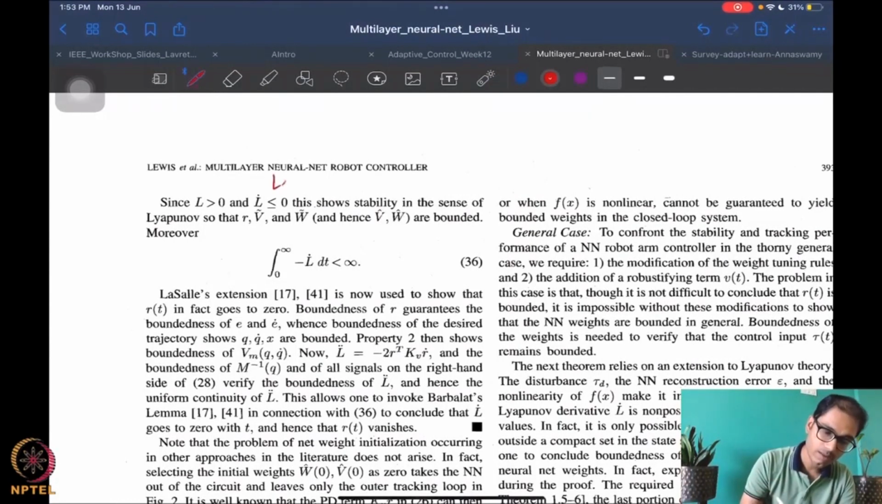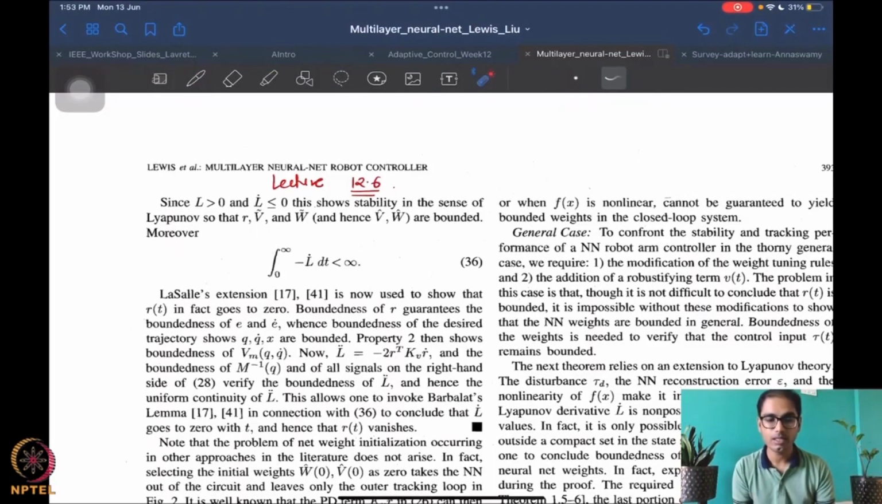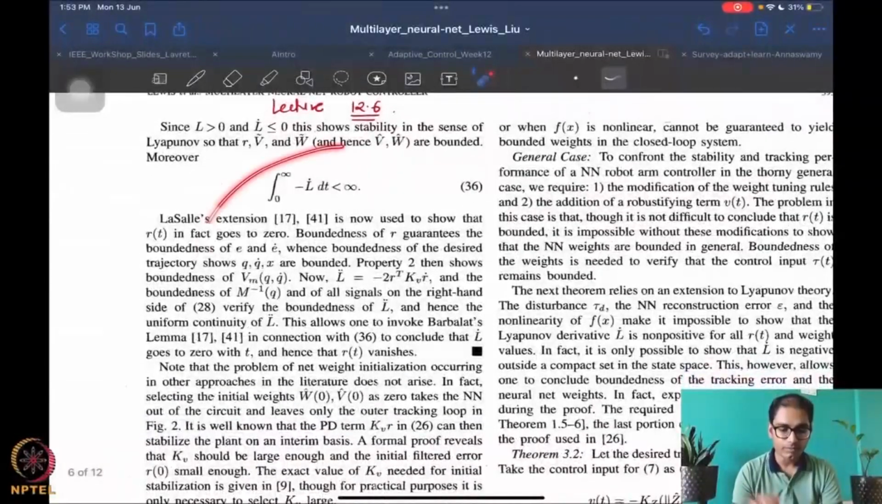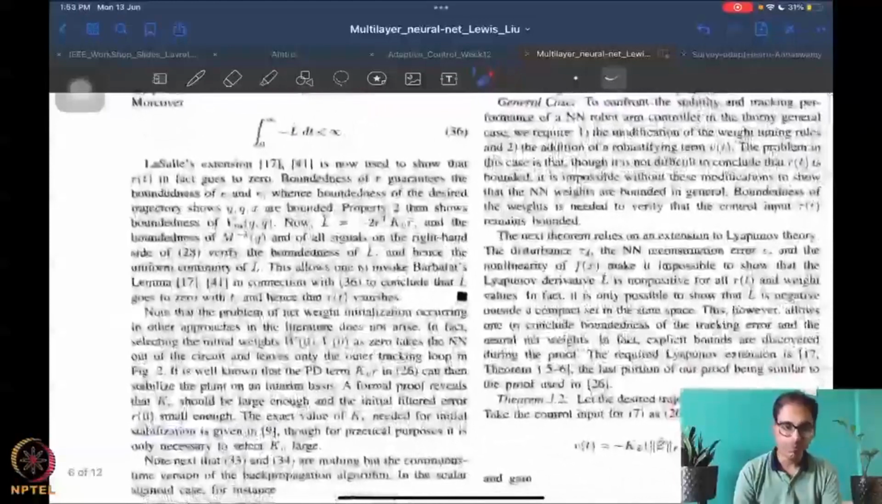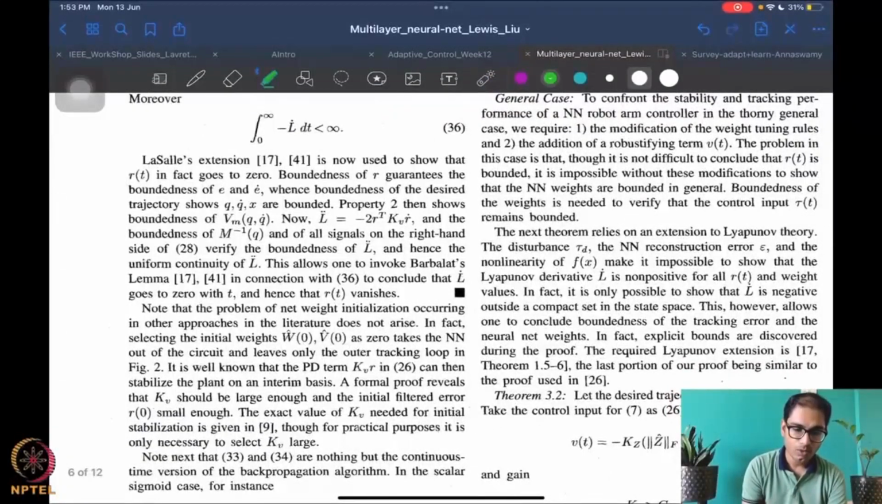I'm going to mark our final lecture here. Right? Starting here, like I said, you can use Barbalat's lemma signal chasing, or you can use LaSalle invariance to claim that R goes to zero. And once you have R going to zero, you know that you also have error and the derivative of the error, tracking error, going to zero. And that's essentially what it is. Right? So few important points.